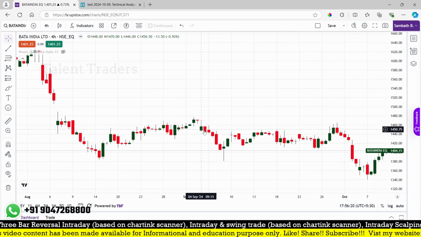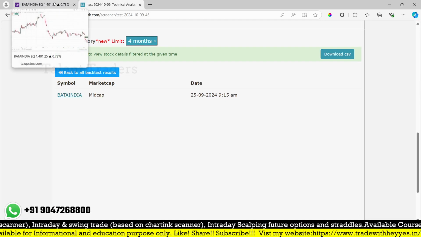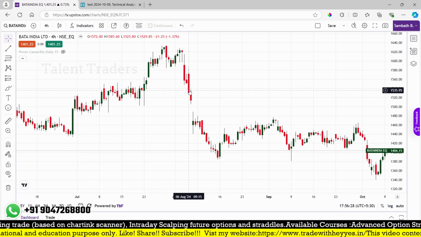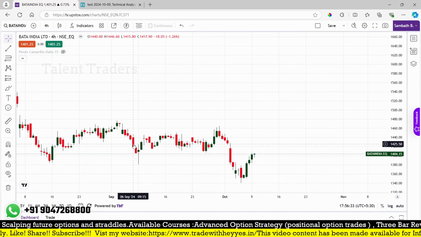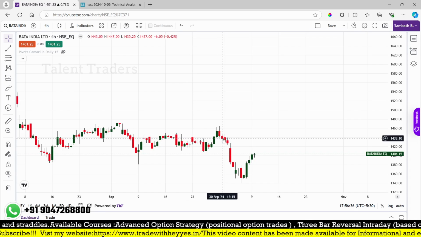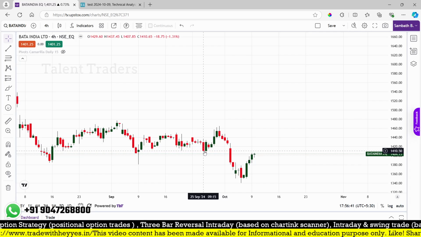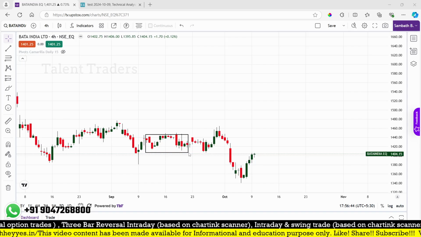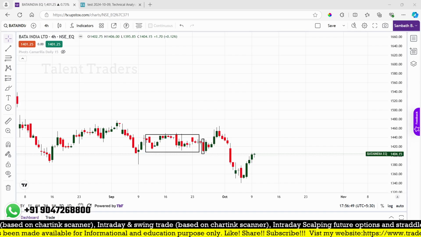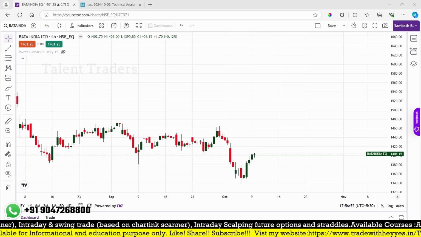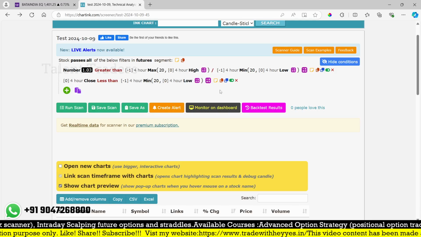Bata India, 25th September, the date is 25/9. I think this is the candle. Previously it was range bound, less than 4%, and this candle breaks below. We used below the level, so that's why it's showing. If you are using closing above the level, it will change the stocks automatically. So by this code, we are looking for a lower level.